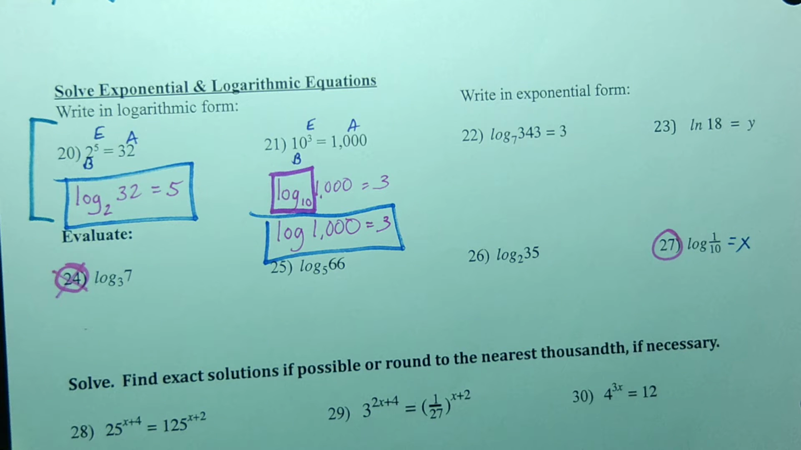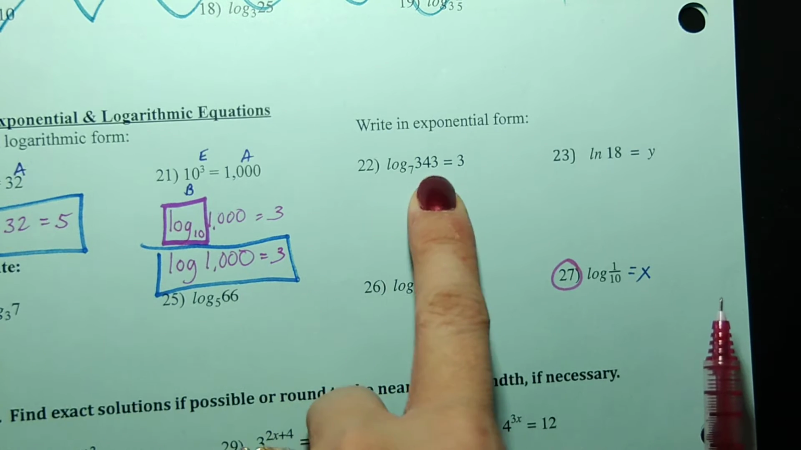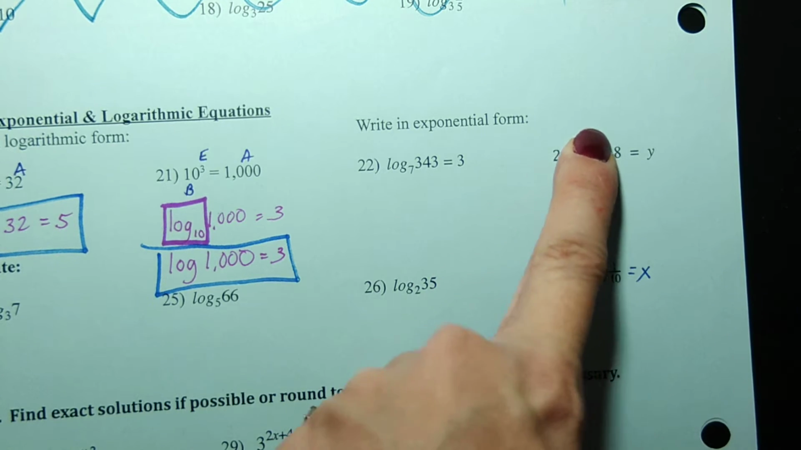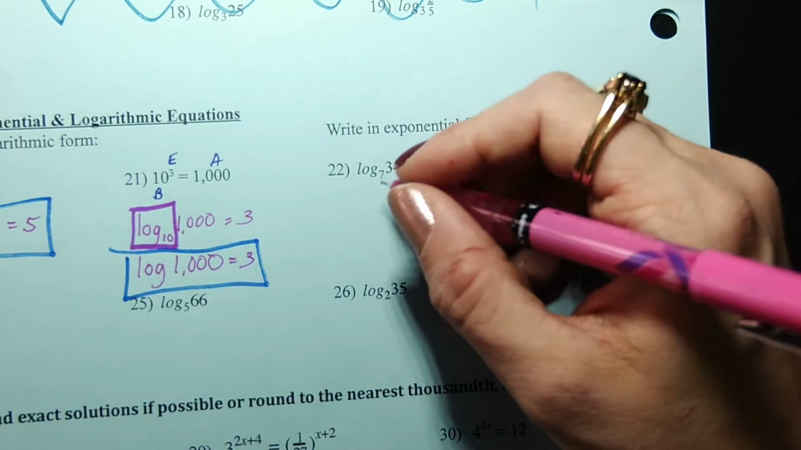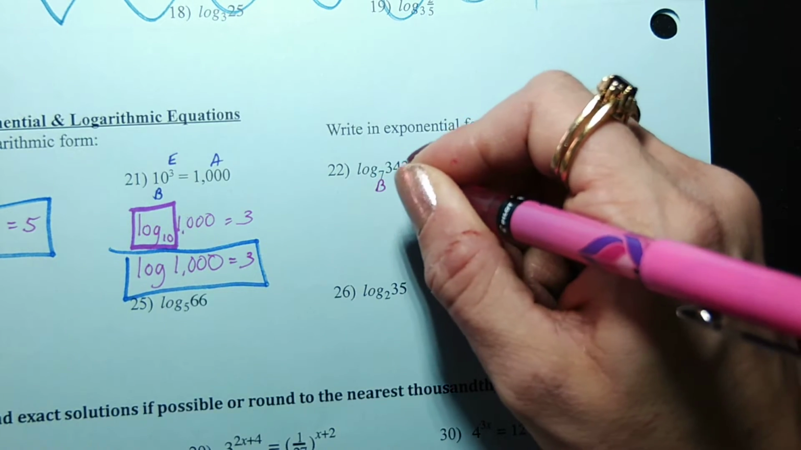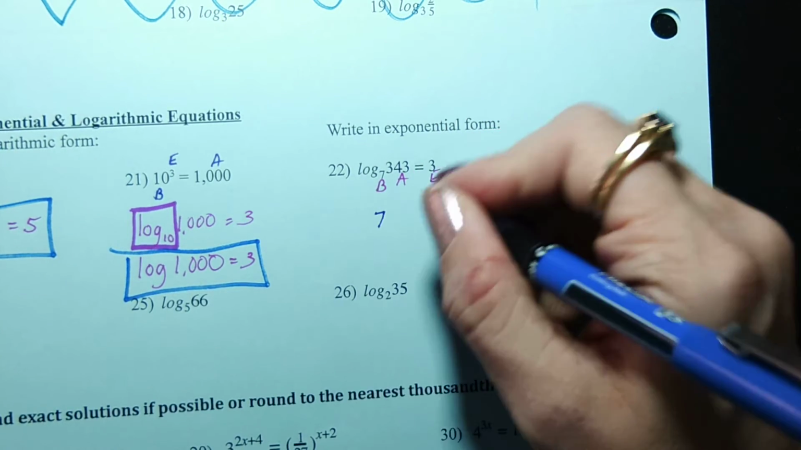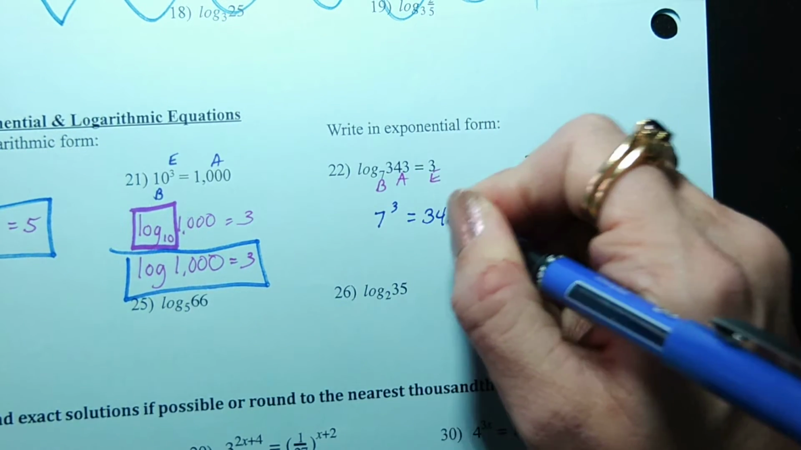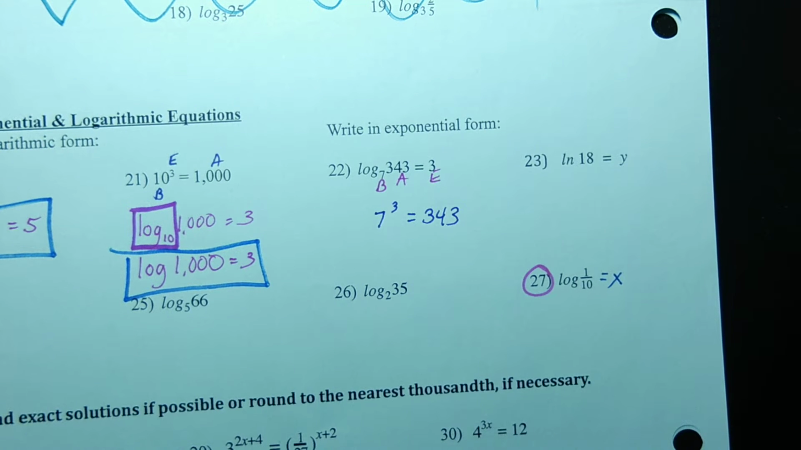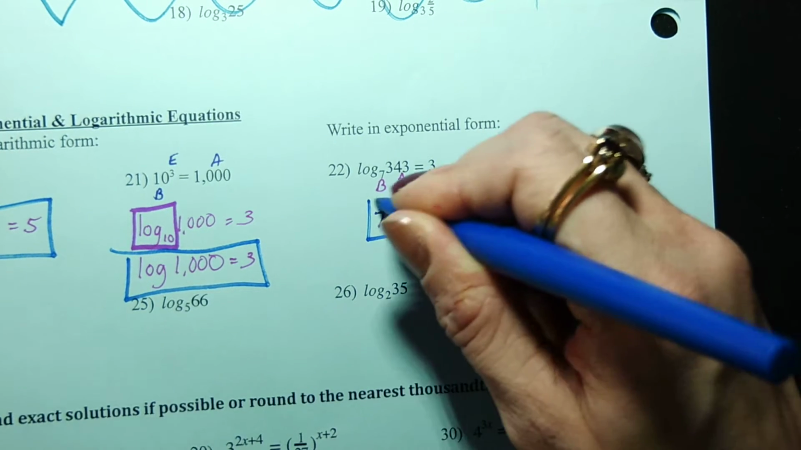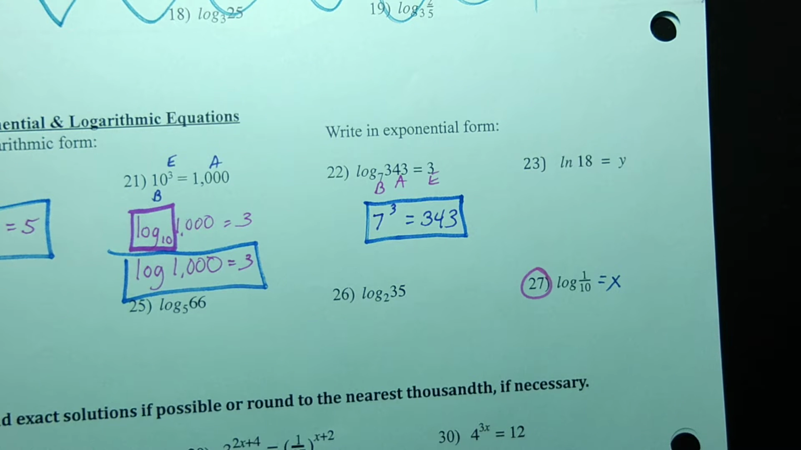Now to go in the other direction. How do I know that 22 and 23 are written in log form? Because it says log. We've got log base 7 of 343 equals 3, and we have natural log of 18 equals y. So we see the word log, we think of the elephant with his big animal ears. Our base is 7, our exponent is 3, and our answer is 343. Is that legit? Is 7 to the third 343? So when you write in exponential form, you should be able to tell or try it on your calculator to verify that you have gotten something true.